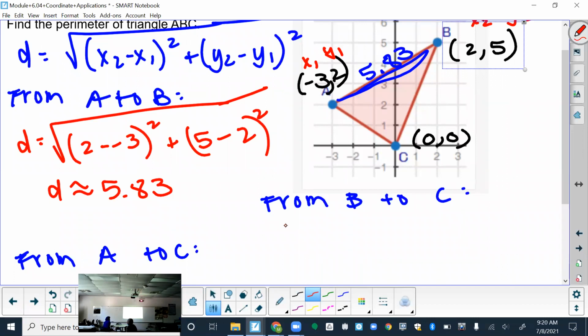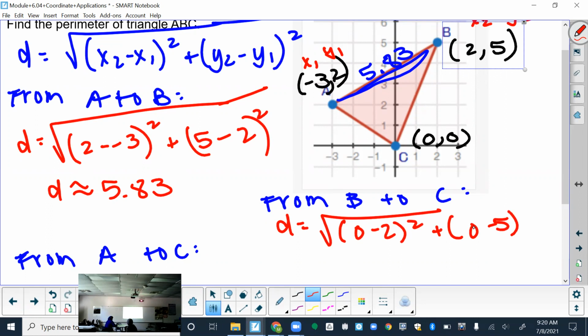All right, so from B to C, the distance formula could look like this. So -2 squared plus 0 minus 5 squared. If you had it as 5 minus 0, that's fine. 2 minus 0, that's fine. But then your approximate answer should have been about 5.4, or like 5.38.